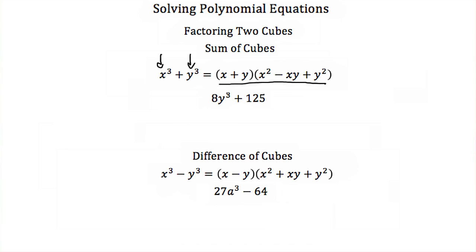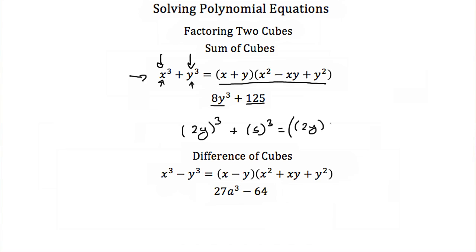And the way to do this, here we have an example. We have 8y cubed plus 125. You have to realize that this is a number cubed and this is a number cubed. 8y cubed is the same as saying 2y to the 3rd power. And then 125 is just 5 cubed. So now that we can see that our terms are cubed, we would just substitute 2y in for x in this identity, and then 5 for y.